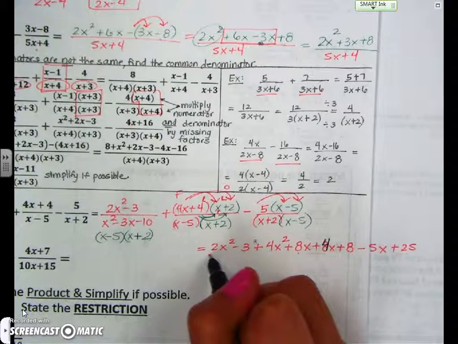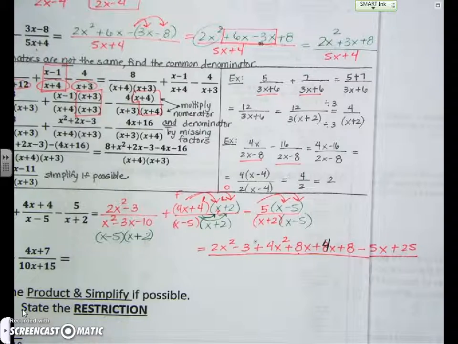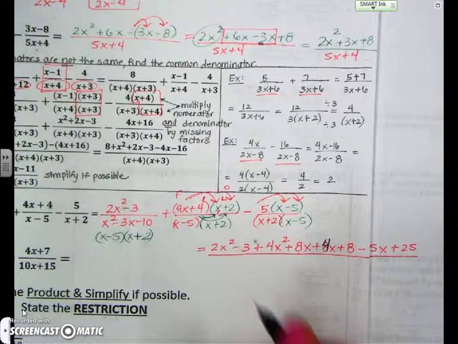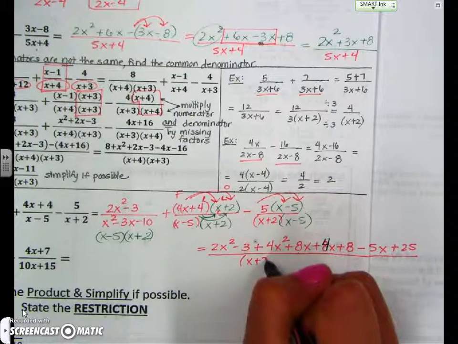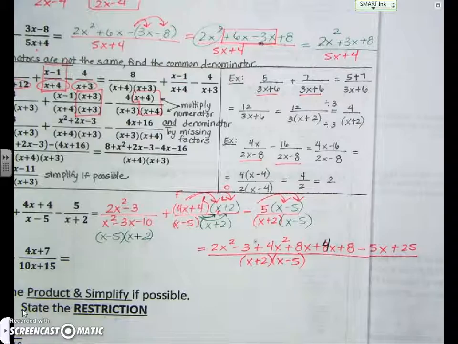This is a super long numerator, okay? This is probably as difficult as it's going to get, okay? You guys can do this. You're going to keep the denominator the same. And now I'm just going to combine the like terms. That's one whole fraction, yeah.